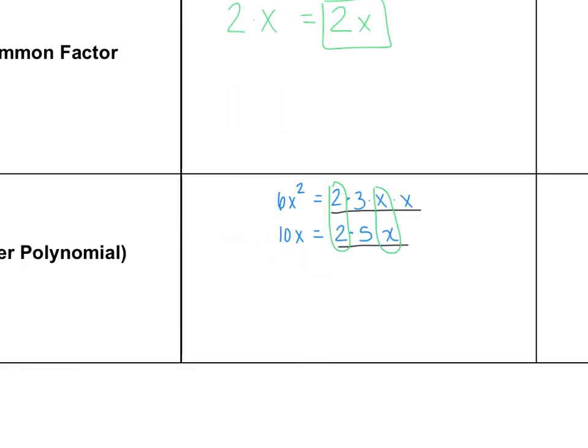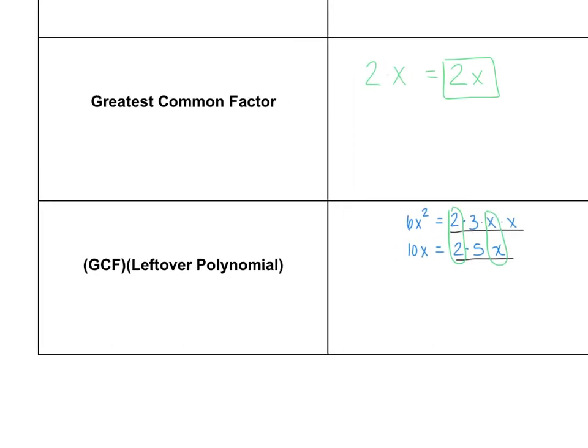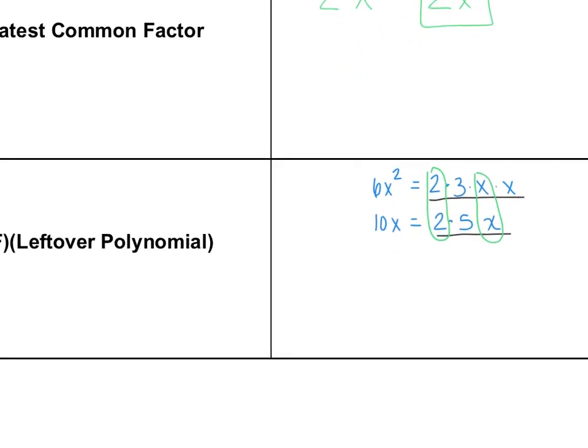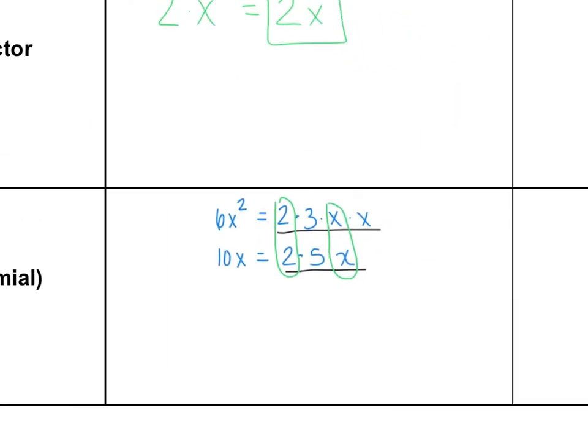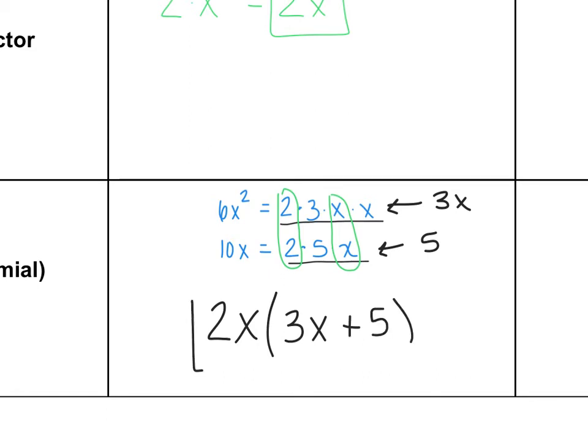So now that we have our GCF of 2x and our leftovers, we now write our factorization as GCF times our leftover polynomials. So we write our GCF first, and we said our GCF before was 2x, so I'm going to write 2x, and now I look at my leftovers. In my first expression, I just have a 3x, and in my second expression, I just have a 5. So I do 3x plus 5, and that's your final answer.